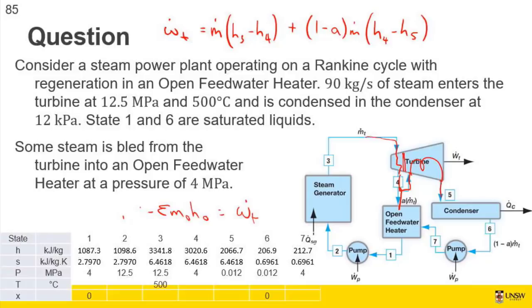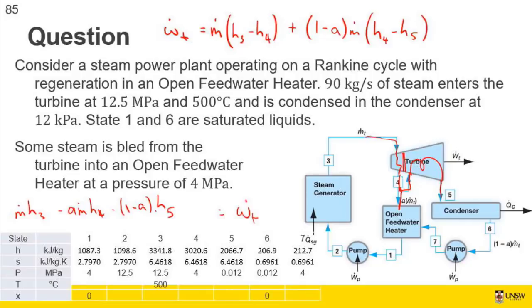What's our inlet mass? Well, that's going to be our overall mass times H3. What are our two outlet masses? So minus A times H4, because that's our mass we're losing at H4, minus 1 minus A out of H5 equals turbine work. Sorry that the equation's not very lined up.